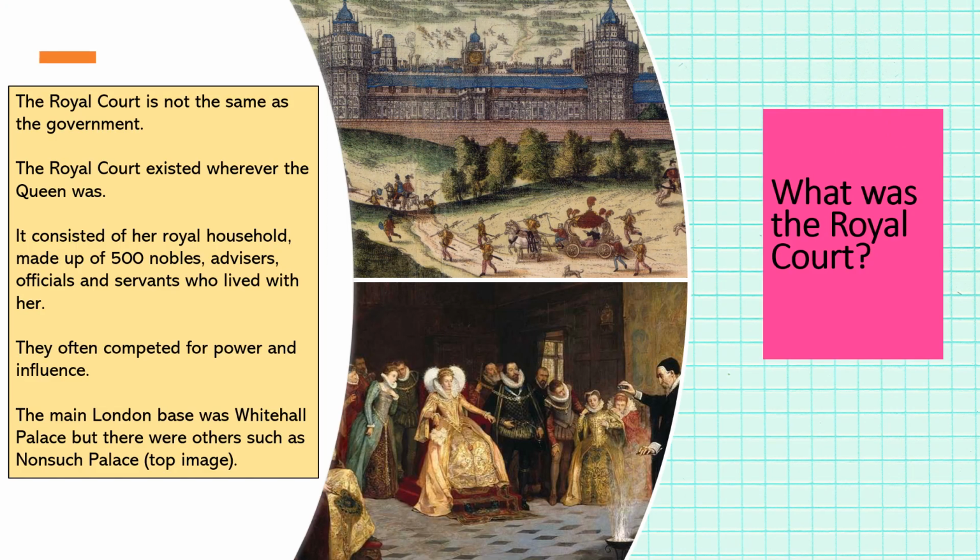Well, that was wherever the Queen happened to be. It's not the same as the government, it just exists wherever the Queen was. So it consists of all the people in her household, her ladies in waiting, as well as her servants, but also her nobles and advisors, including people who were in the Privy Council as well. It's mainly in London at the Palace of Whitehall, but there are also other palaces. So you've got a picture of Nonsuch Palace here. And when she goes on her progresses, the royal court goes with her.